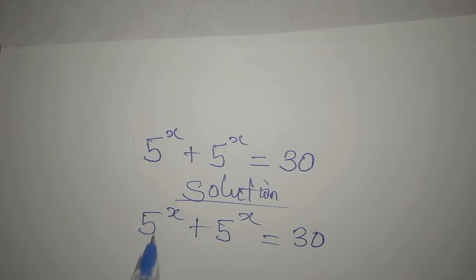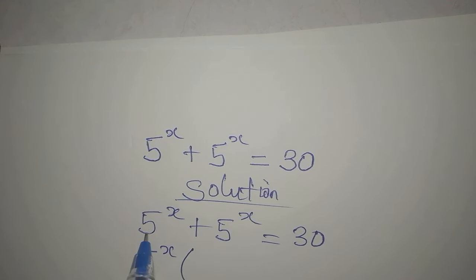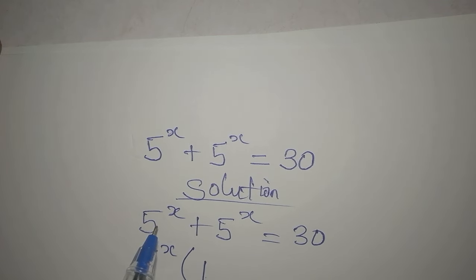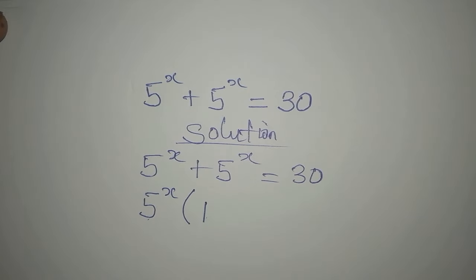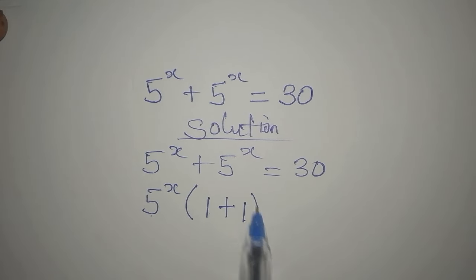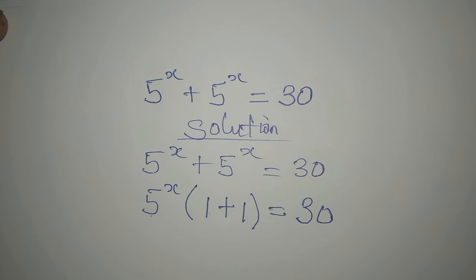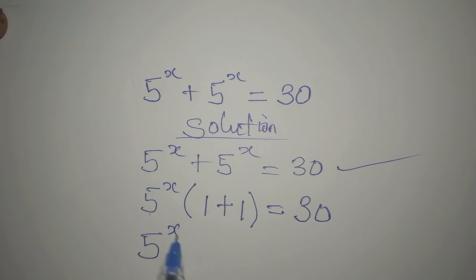Apply factorization. 5 to the power of x, 1 is here because 5 to the power of x times 1 will give us the same 5 to the power of x. Then plus here again we have 1. This is equal to 30. If you open this bracket, it will give you this equation back. So we have 5 to the power of x into bracket 2 equals 30.